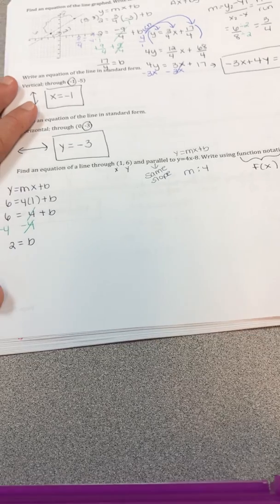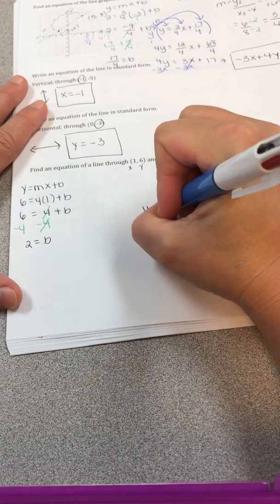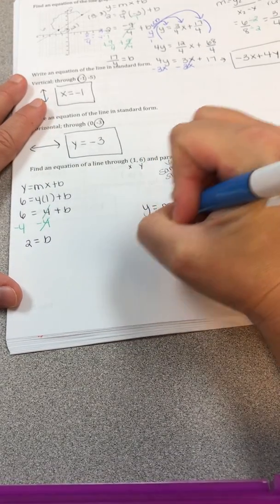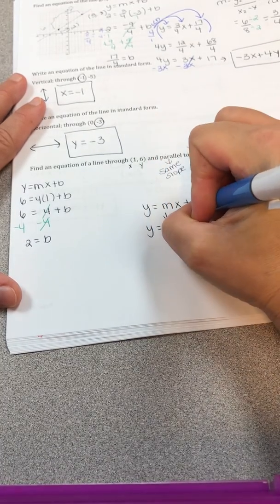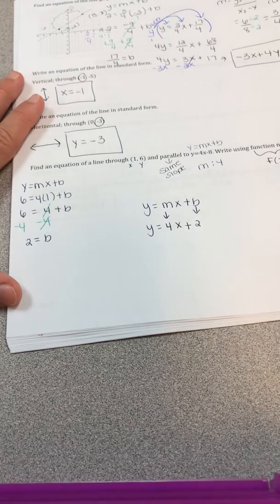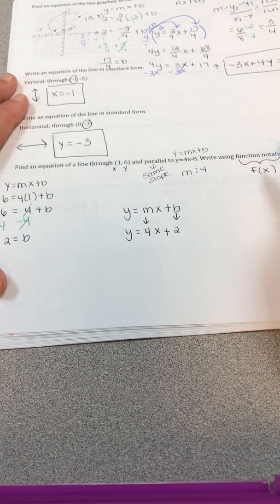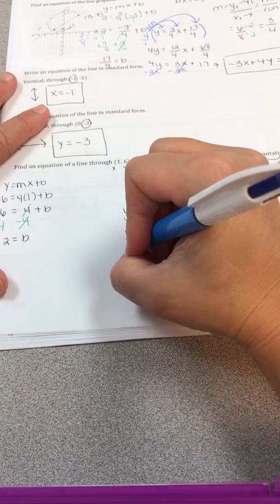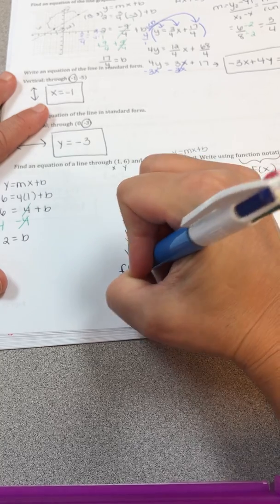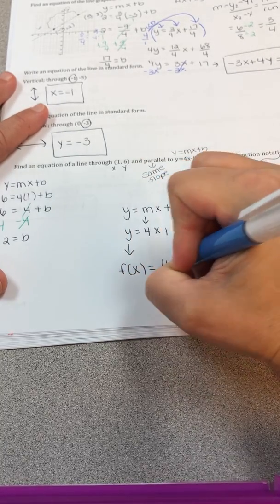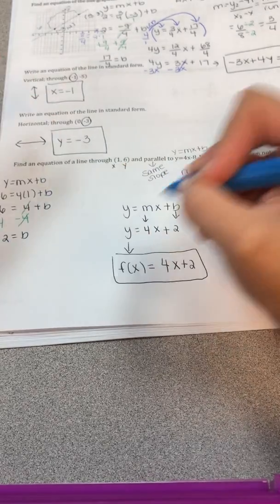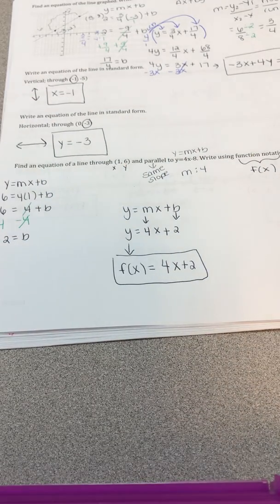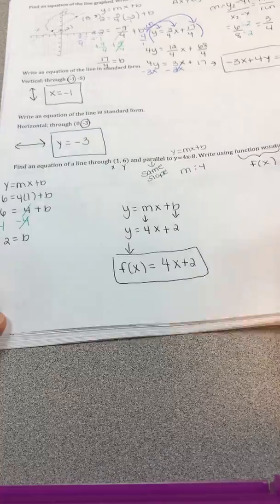So we now have it in the form of y equals mx plus b, because we know our slope is 4, x, and our b is 2. The only thing is it wants us to write using function notation. So we know y is the same thing as f of x. So f of x equals 4x plus 2. Next page.